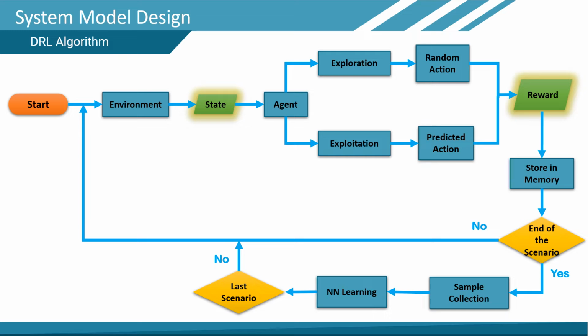So if it is not the last state of the scenario, the process is repeated. And if it is the end of the scenario, we move to the learning part. So we take a sample from the memory to perform the training of the neural network. And if this is not the last scenario, we move to the next scenario by repeating the process. Otherwise, we save the neural network model and stop the process.